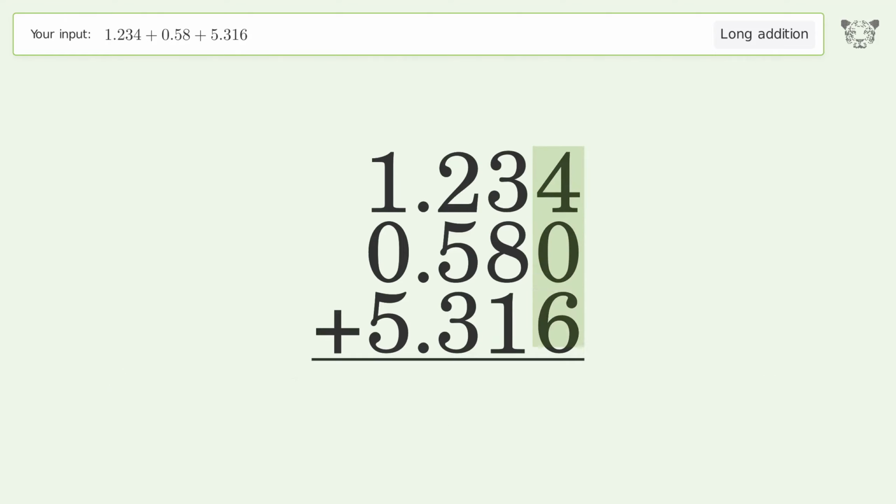4 plus 0 plus 6 equals 10. Carry 1 to the hundredths place. 1 plus 3 plus 8 plus 1 equals 13. Carry 1 to the tenths place.